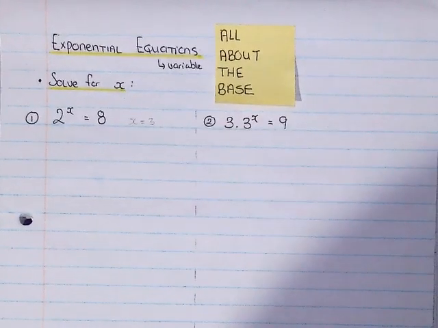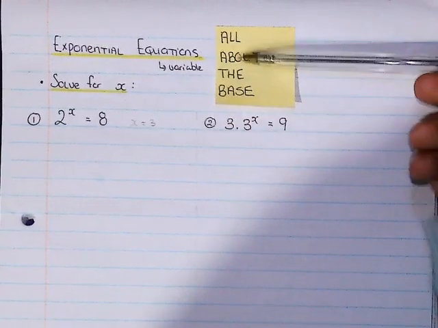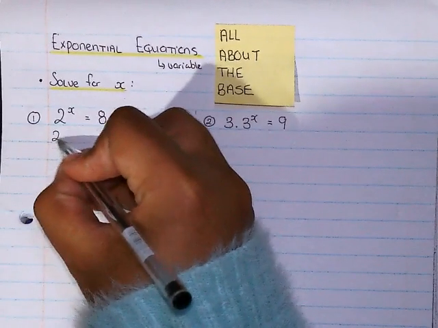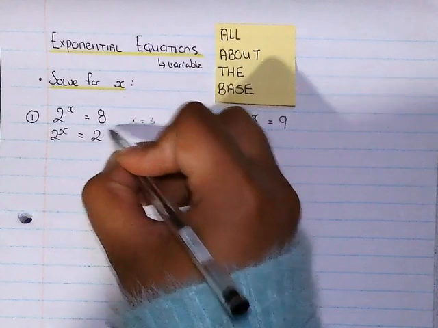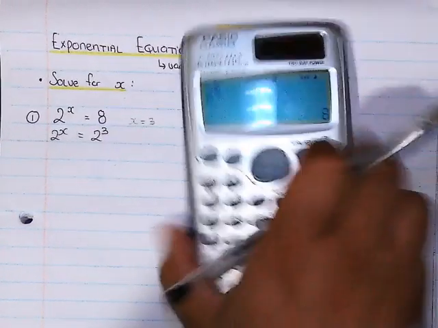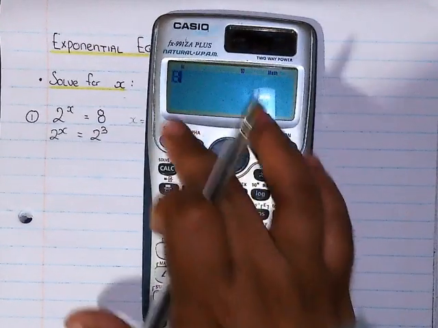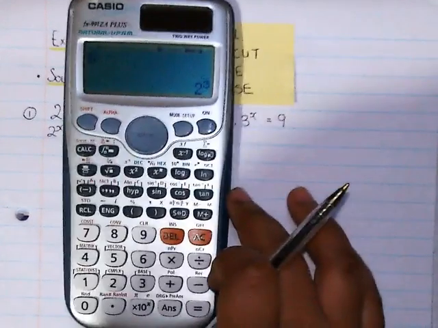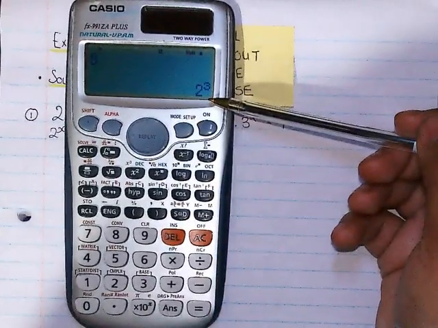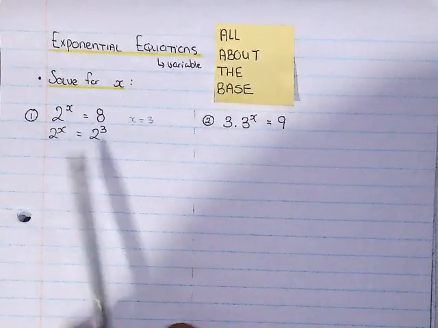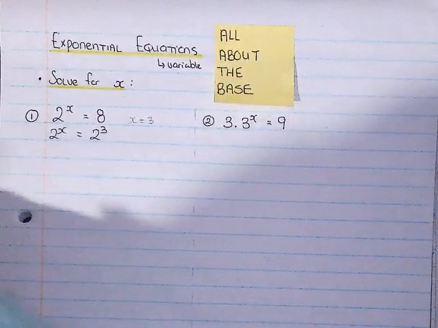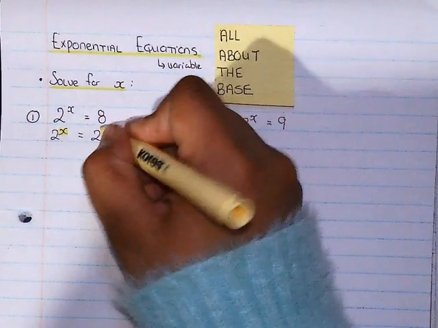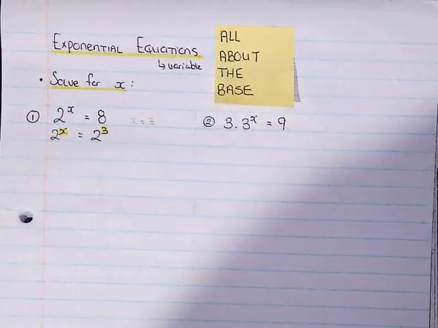So now I'm going to show you mathematically how to get to that answer. Like I said, it's all about the base, and that is the key. So we have 2 exponent x equals 2 exponent 3. We take our 8, press equals shift fact, and 8 can be expressed as 2 raised to the third exponent. So instead of having 8, we have 2 exponent 3, and at this point we focus on the exponents. It's now not about the base anymore, it's now about the exponents.